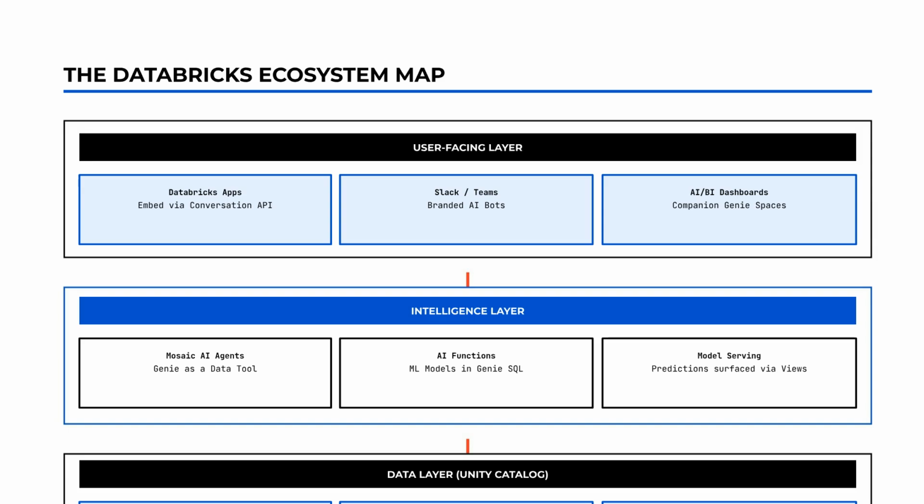At the data foundation layer, Genie connects seamlessly with the broader ecosystem. Lakeflow and Delta Live Tables ensure fresh, reliable gold tables for querying. Lakehouse monitoring provides visibility into data quality, enabling users to ask about freshness or anomalies. SQL alerts can turn insights into automated notifications, and model serving outputs can be materialized as views for Genie to query. This full-stack integration is Genie's core strength.